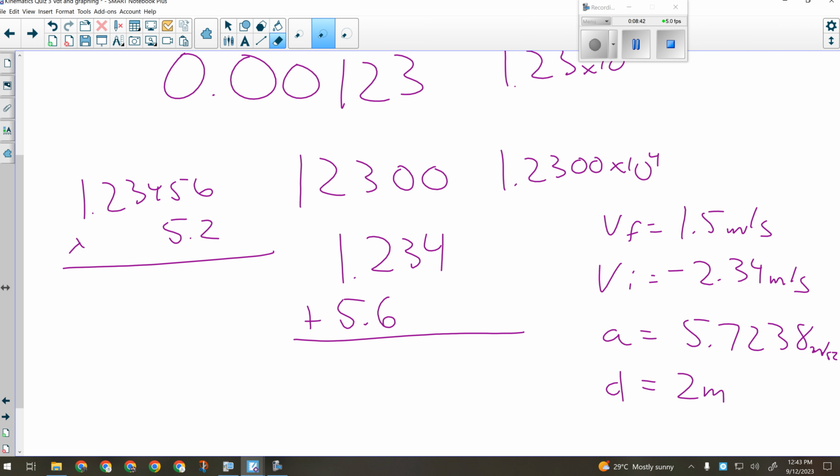Last weird rule with significant digits: measured versus counted. If you count something, is that the same as measuring it? It's not. If I count the number of people in this room and I find that there are 25 people in this room, how certain am I of that? 100% certain. I counted you. There are 25 of you. There's probably more than that, but let's just say it's 25. Then I'm certain there's 25. That's not a measured value.